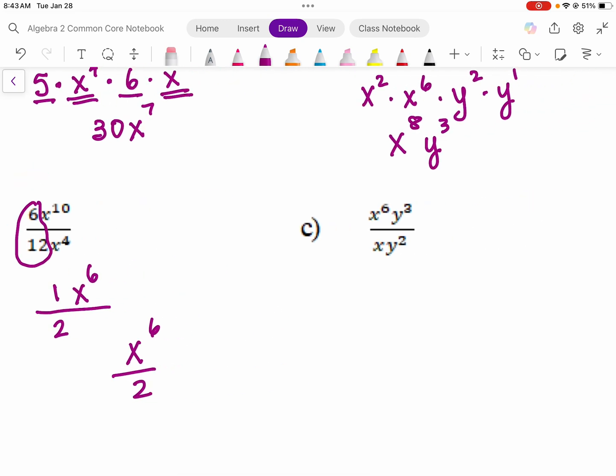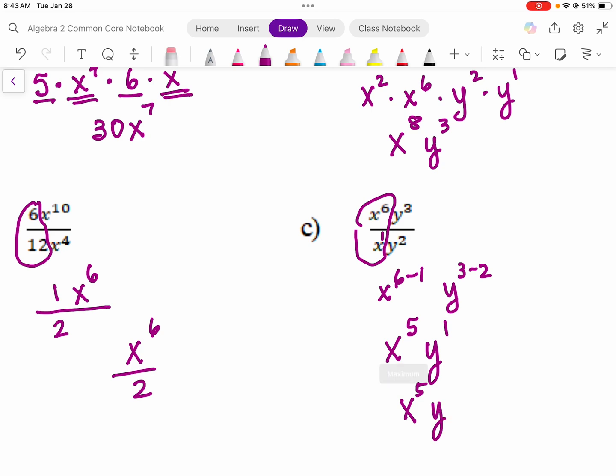So here I'm going to do my x's, x to the 6th divided by x to the 1. Remember, that's 6 minus 1. So x to the 5th, and then the y's, y to the 3 minus 2, and y to the 1. Or just x to the 5th y.